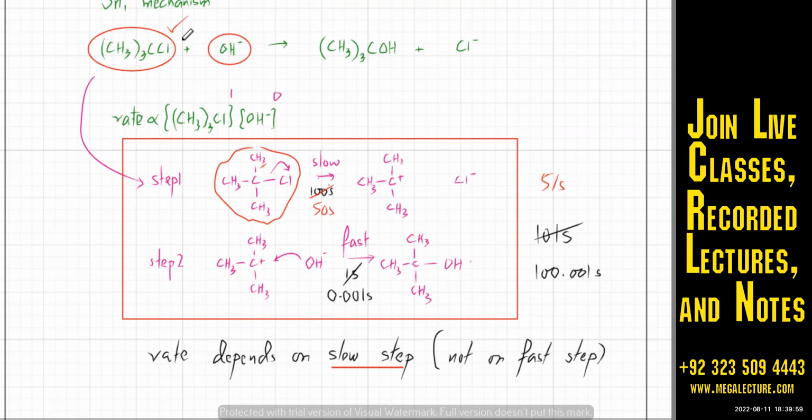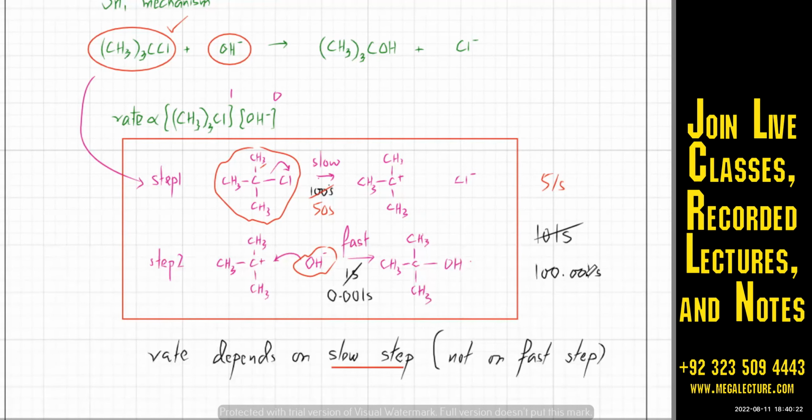It will not be dependent on the reactant that is involved in the fast step, because OH ions are involved in the second step, which is the fast step. OH ions have nothing to do in the first step. OH ions have everything to do in the second step. So if you increase the concentration of OH ions, what are you doing? You're increasing the speed of the fast step. Nothing will happen. The overall speed will pretty much remain the same.